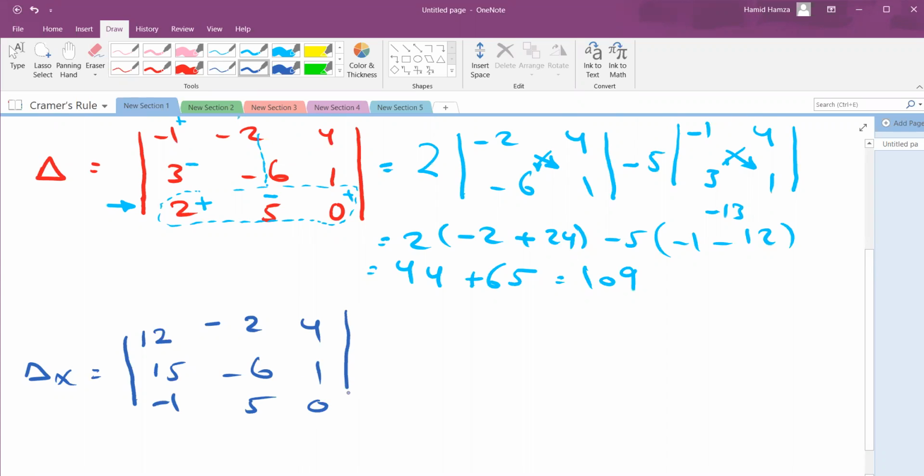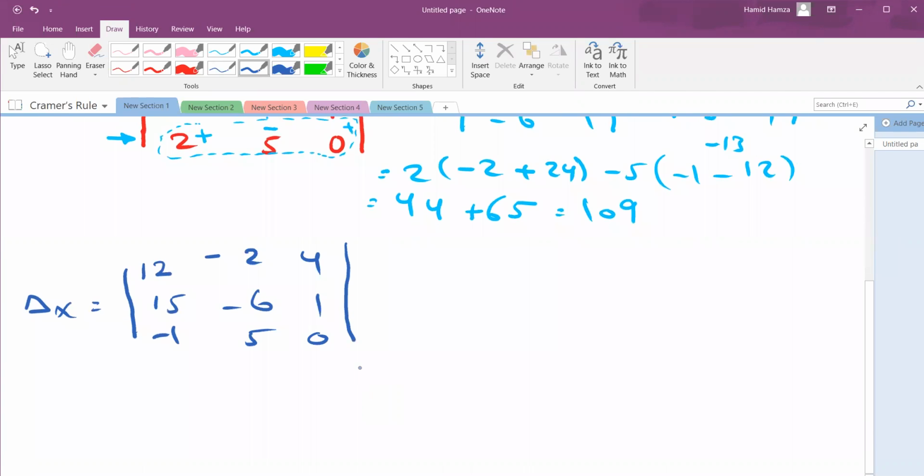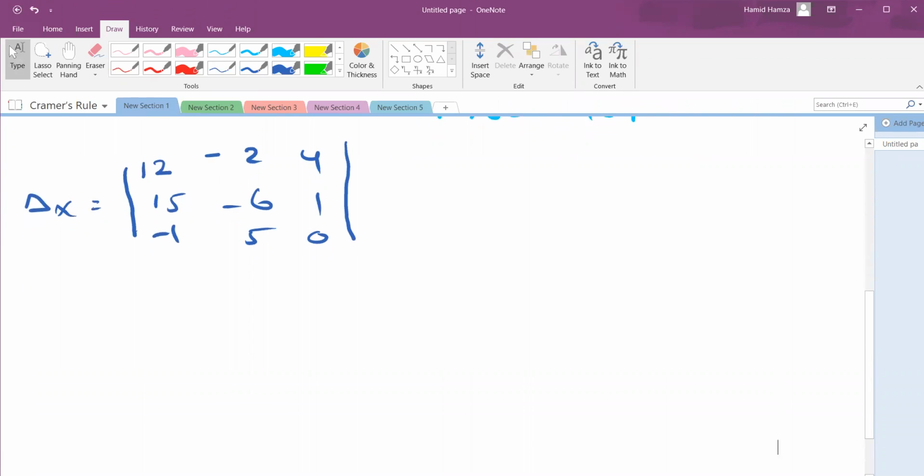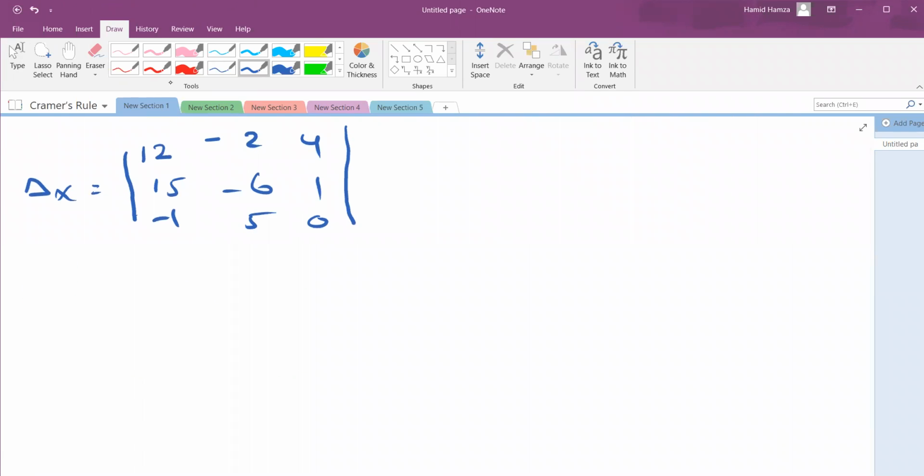Also, I'll use the last row, the third row, to find the value of this determinant, because it contains 0. The signs of these places are positive, negative, and for 0 there is no need. So I'll use only these two. It will be negative 1 multiplied by, eliminating the row and column containing negative 1, negative 2, 4, negative 6, and 1.